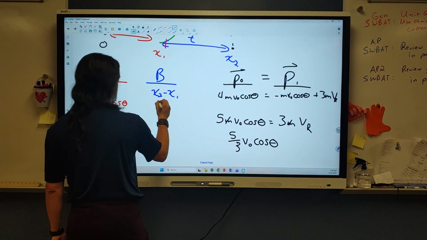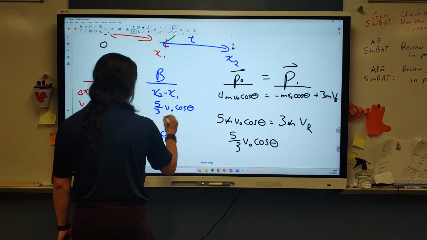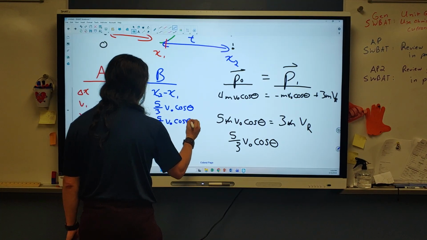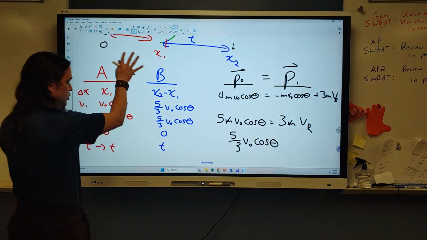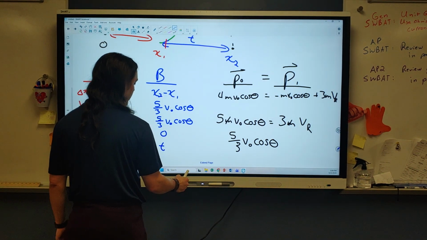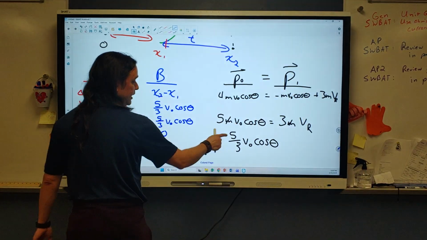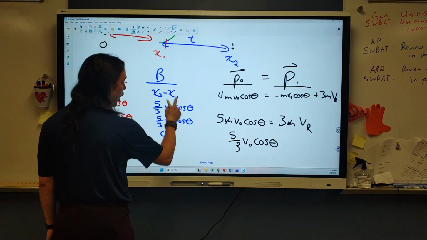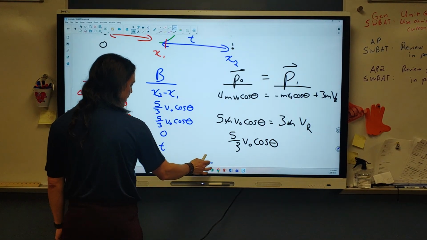vR is 5/3 v0 cosine theta. And that is the same for both of these, because in the x direction we have no net force after the explosion and before the explosion, which is where sections A and B are. The explosion happens very quickly. Okay, here is where my derivation would probably begin, because I know that I need that speed for piece R. Why am I looking at piece R? That's the one that goes to x2, the thing that I'm after.